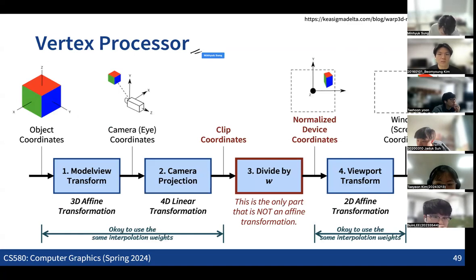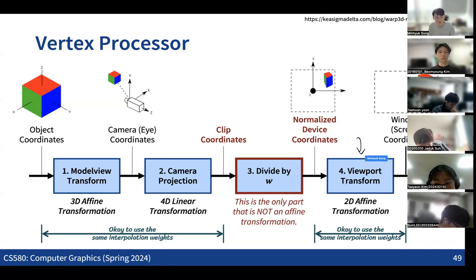multiple components here, right? For the model-based transformation and also for the projection up until these points. Those are affine transformations and 4D linear transformations. For those cases, it's okay to use the same weights. And also for this, the viewport transformation, this is another 2D affine transformation, so this is also okay to use the same interpolation weights.